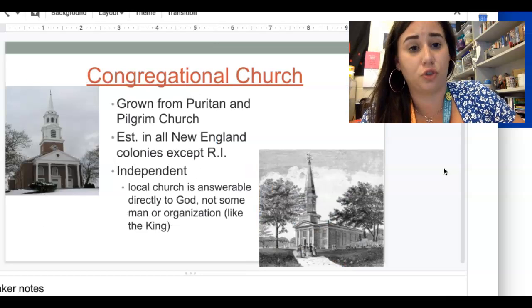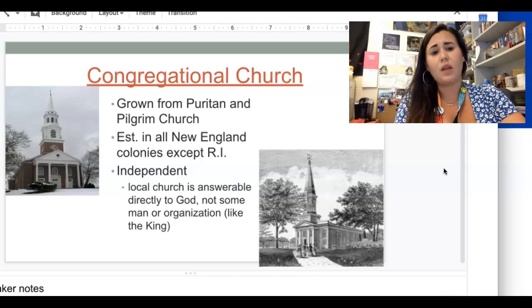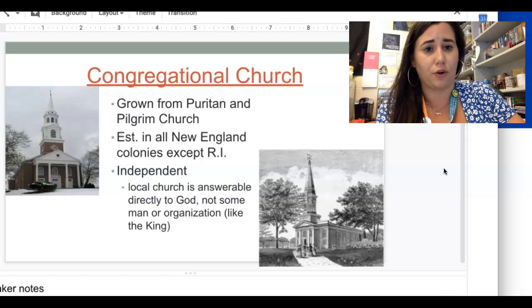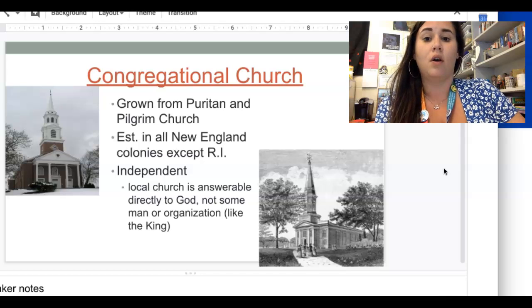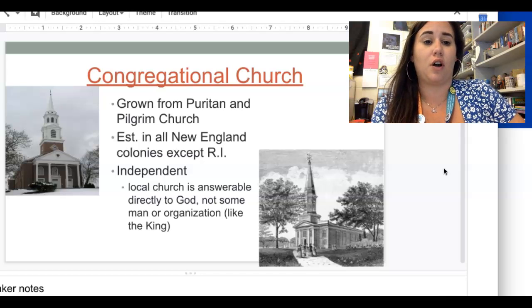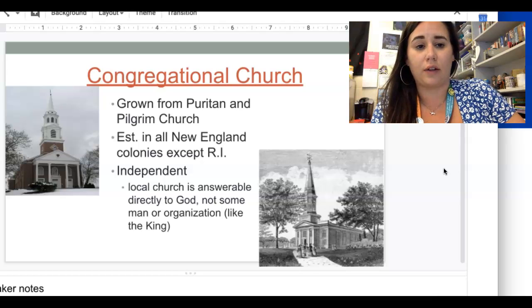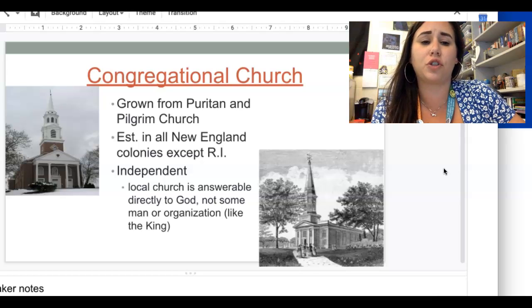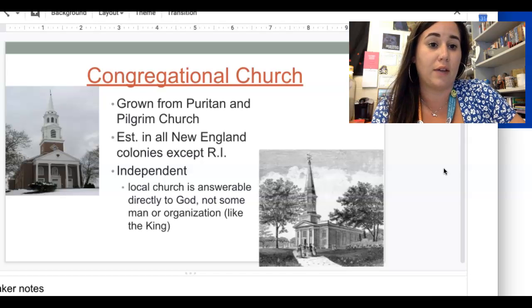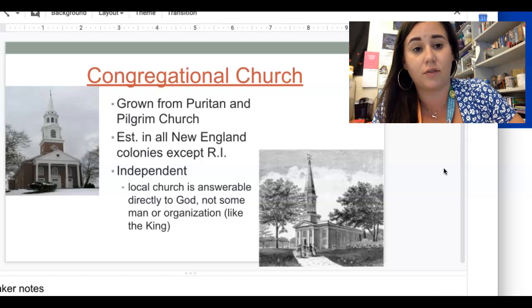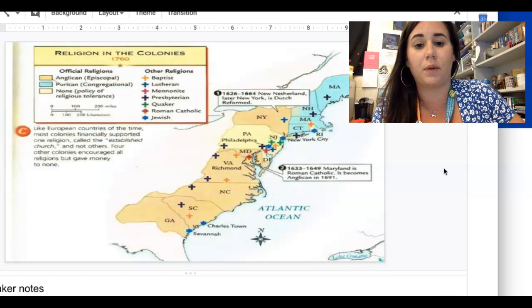The Congregational Church is going to be the primary church in New England. It's going to grow from the Puritan and Pilgrims Church. It's established in all of the New England colonies except for Rhode Island. The Congregational Church was known for being independent, in that the people could directly communicate with God. The church didn't answer to a man like the Pope or an organization like the king. They were independent.